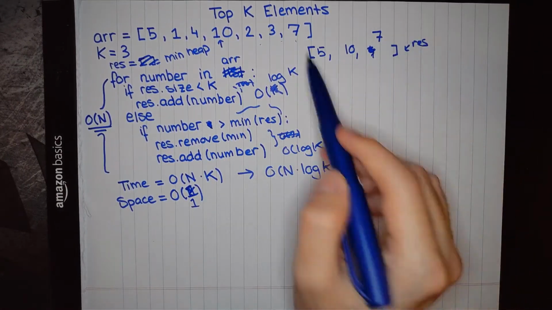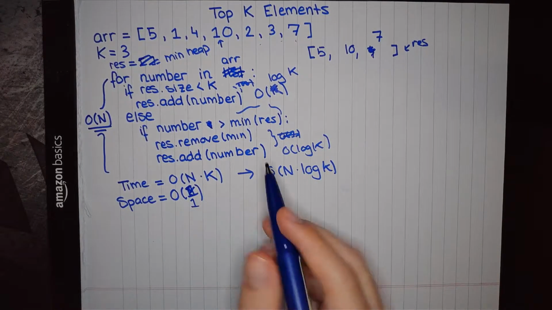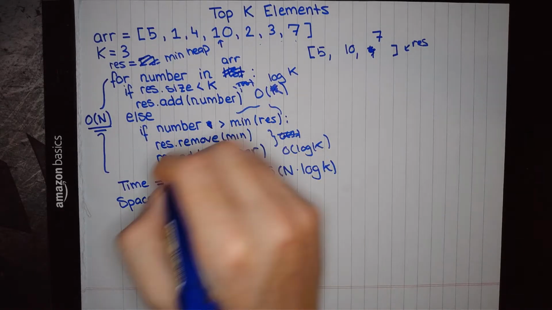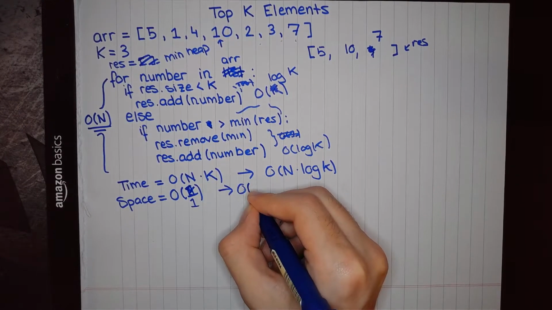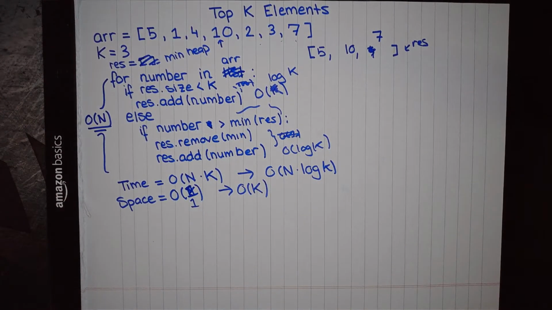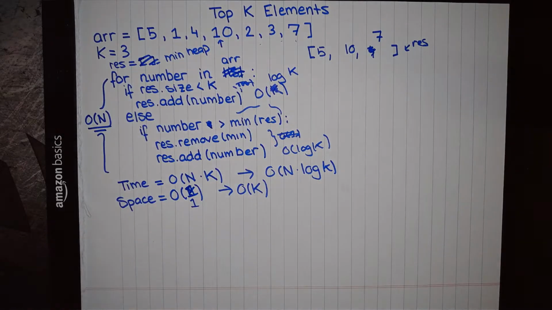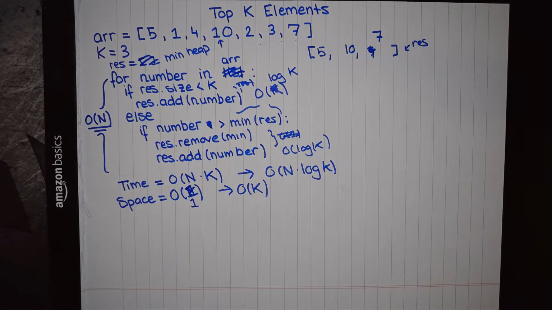And probably the question wants you to return a list. So at the very end, what you need to do is take everything that's in your min heap and dump it into a list. So that's going to be O of k space, because now the intermediate data structure that we're using is a min heap. We can't just return that. Before we were using a list, so we could just return it and we're not using extra space.